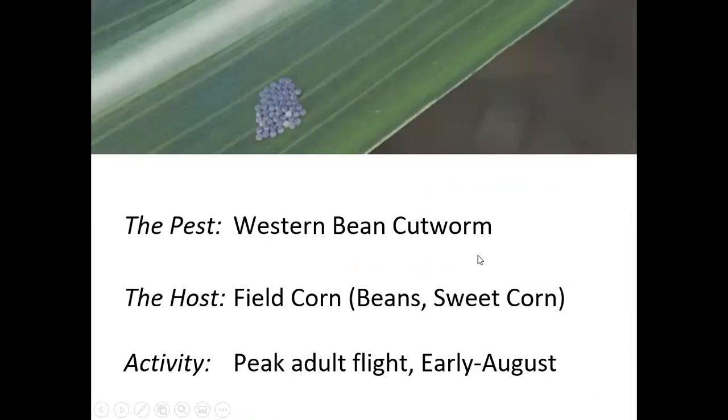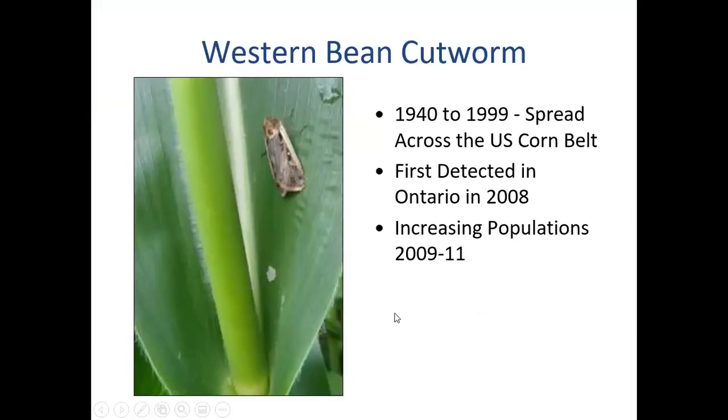And so the next one that I'm going to talk about is the Western bean cutworm, and it's a newer pest in the landscape, but it's probably been around for 15 or 20 years now, so it's not that new, but compared to the other ones, we still think it's kind of new. Its primary host is field corn. We will see it in sweet corn, and there has been documented feeding in snap beans, but that is much less common. So it does overwinter in Ontario, first detected in 2008.